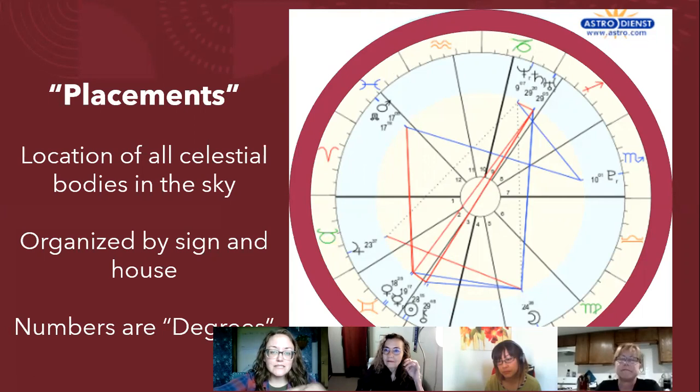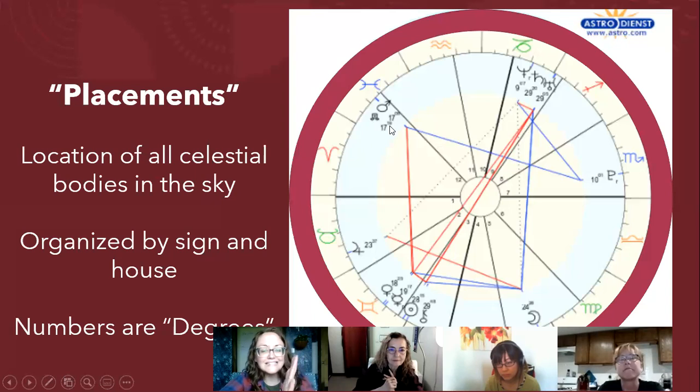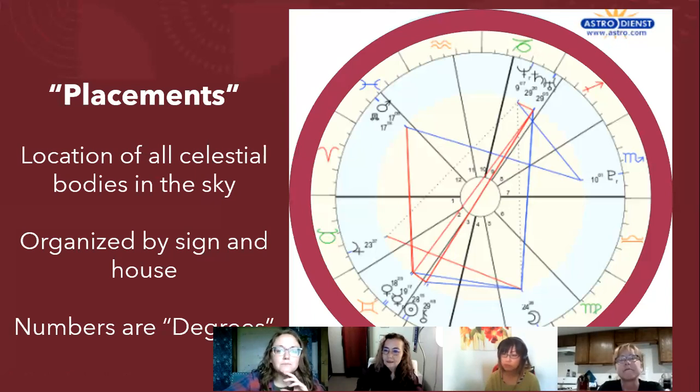They all go from 0 to 29 degrees and 59 minutes. Minutes is like the little number up to the right of the bigger number, and again, it's just to further differentiate where exactly that is. These two things here are both at 17 degrees, but they are slightly different in the minutes. So they're not exactly at the same spot, just really, really close. So yeah, those are degrees.